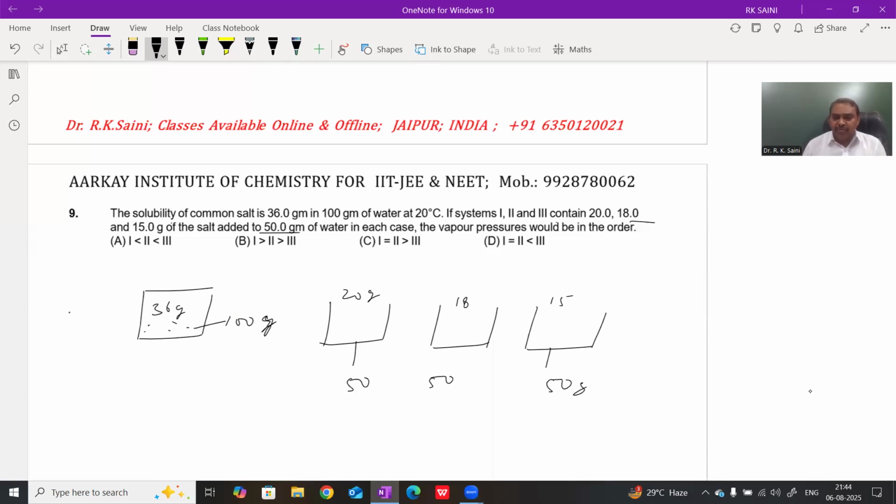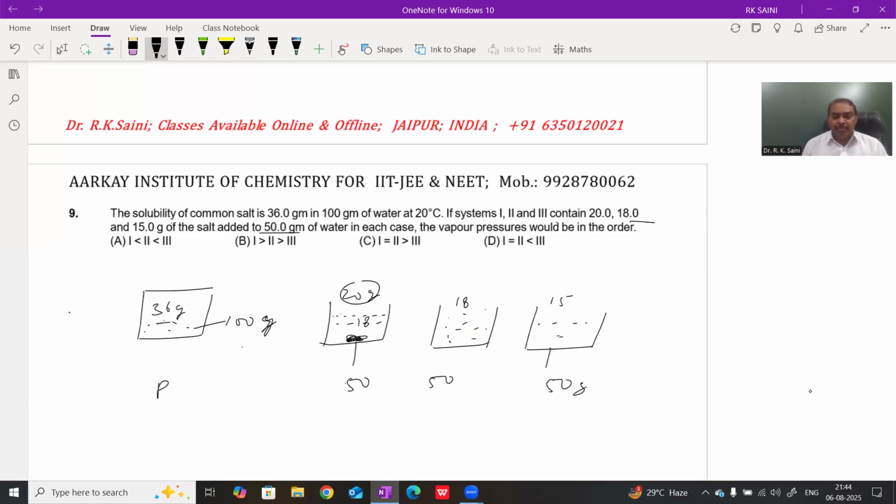We know that the maximum solubility of common salt is 36 gram in 100 gram, which means 18 gram in 50 gram. Therefore, the 18 gram is completely soluble, but the 20 gram is not completely soluble. Only 18 gram dissolves and 2 gram remains as precipitate. In the second container, 18 gram dissolves, and the 15 gram is completely soluble.